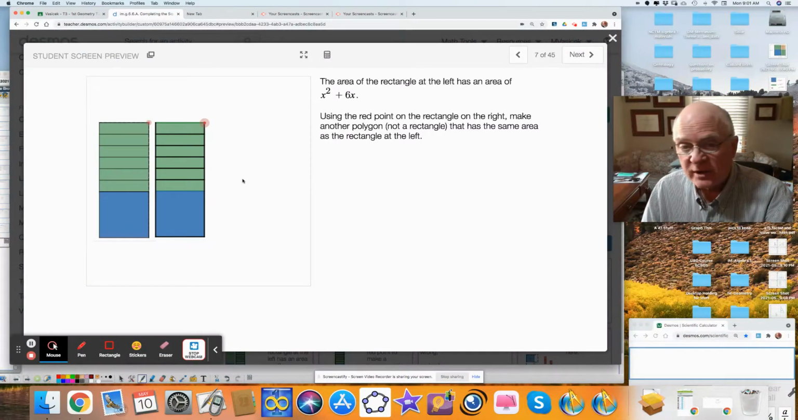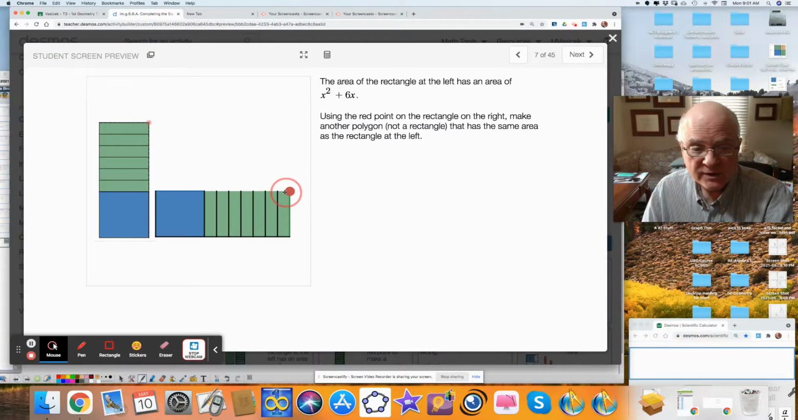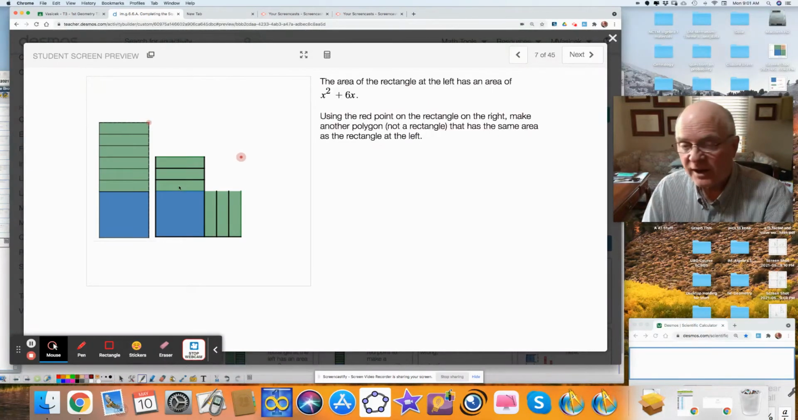The area of this rectangle is x squared plus 6x. Using the red point, make another polygon that has the same area. Now, if I did it like this, this would be a rectangle. We want it to be not a rectangle. It needs to have plus 6x. So if I do 4 plus 2, I could do it like this, 3 plus 3. I can't do this. This is not the same area. It's got to have 6x blocks and 1 x squared block.